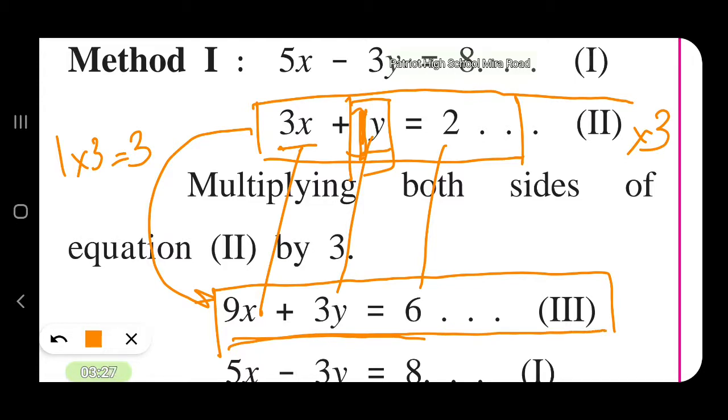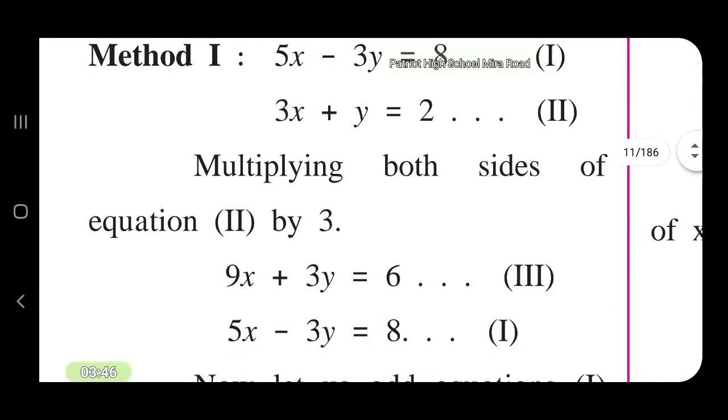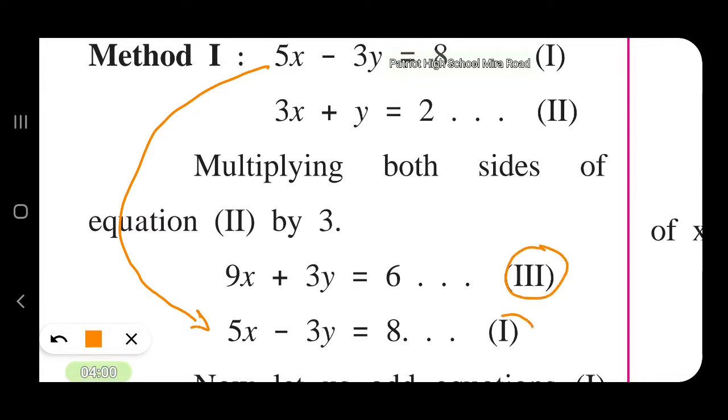Now we have equation number 1, which has minus 3y in it, and equation number 3 is having plus 3y. We arrange them one above the other. So what we do is bring the first equation below the third equation. We are bringing equation number 1 below equation number 3. And now suppose we try to add these two.